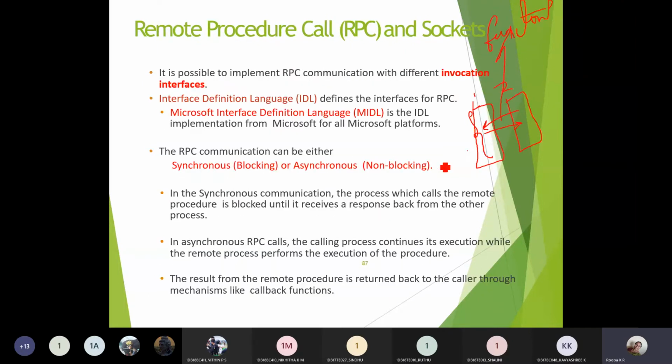So suppose one more thing. Suppose I have process 1 and process 2. Process 2 should send only the data here. It should not access any of the data which is present in process 1.